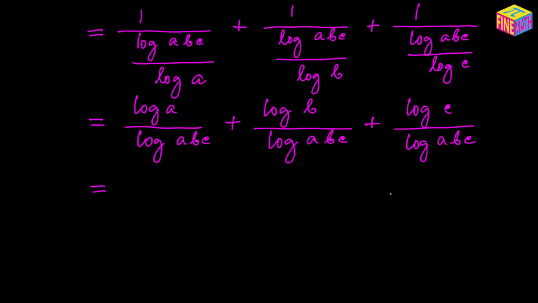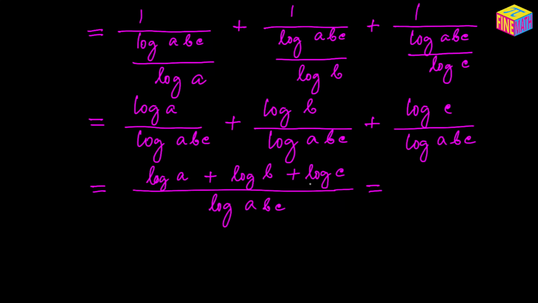Now what is the LCM for all these three fractions? The LCM is the same: the common log of A times B times C. So in the numerator we are going to have common log of A plus common log of B plus common log of C, and they become a single log with the product of the numbers, so that can be written as common log of A times B times C. In the denominator we already have common log of A times B times C. Now you see we have the same number in the numerator and the denominator, and they cancel out each other, making it 1. So this turns out to be 1, and that is our answer.